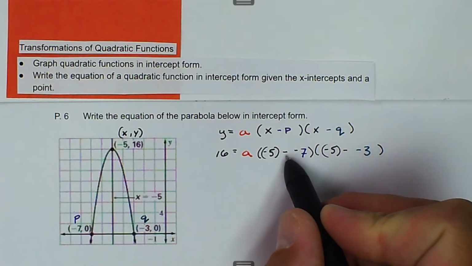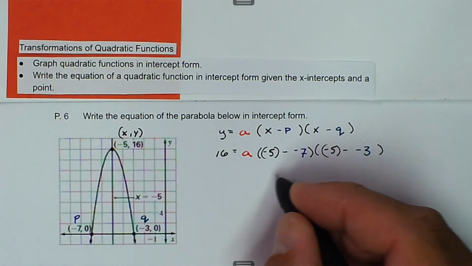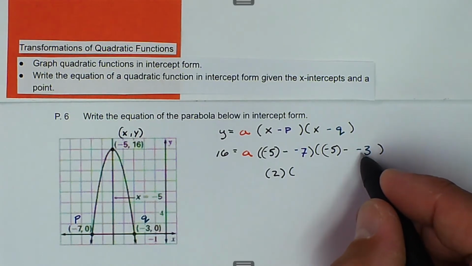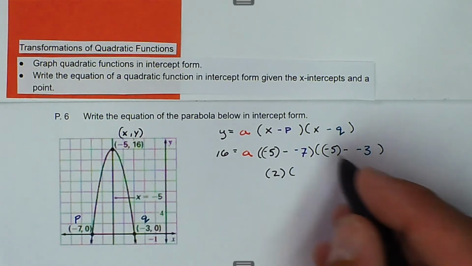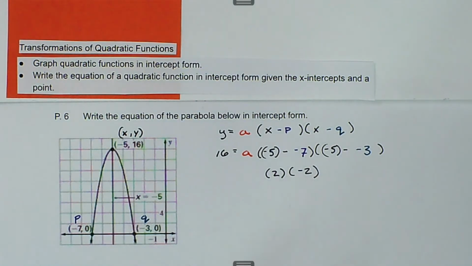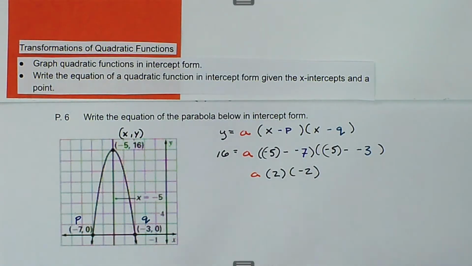So we have -5 minus a -7. That just means addition. So this parentheses becomes 2. And then we have -5 minus a -3, which is addition. So that becomes -2. And then we still have the a, and that's equal to 16.